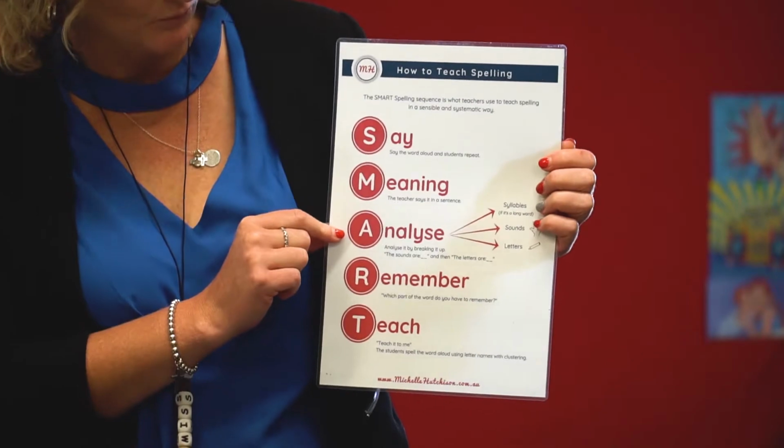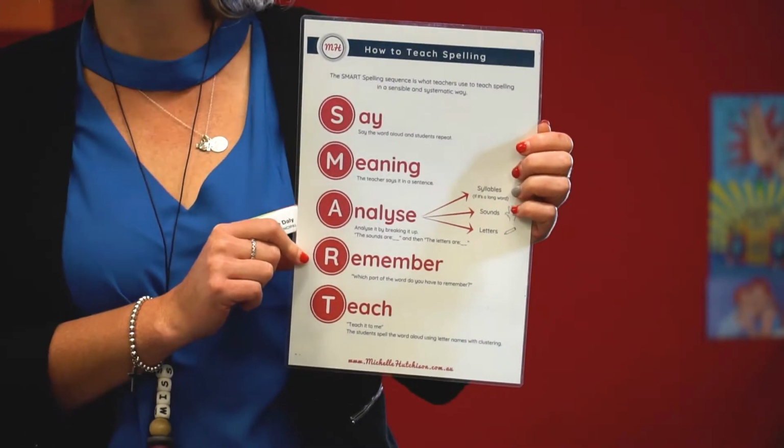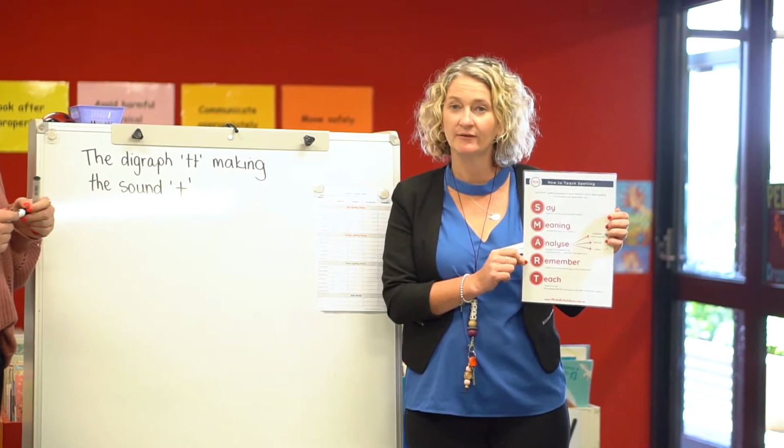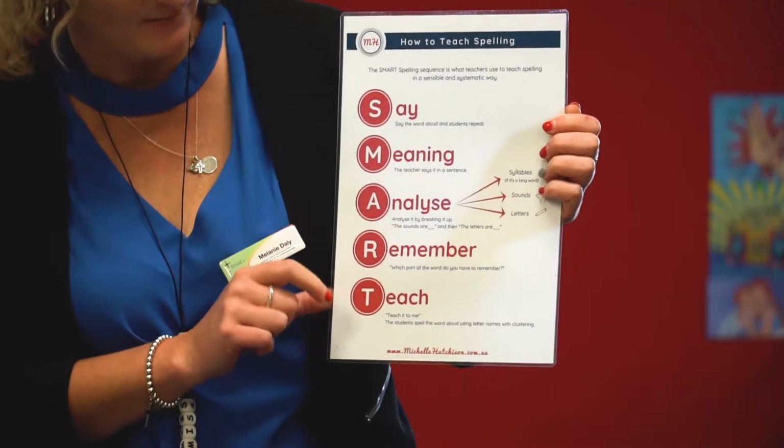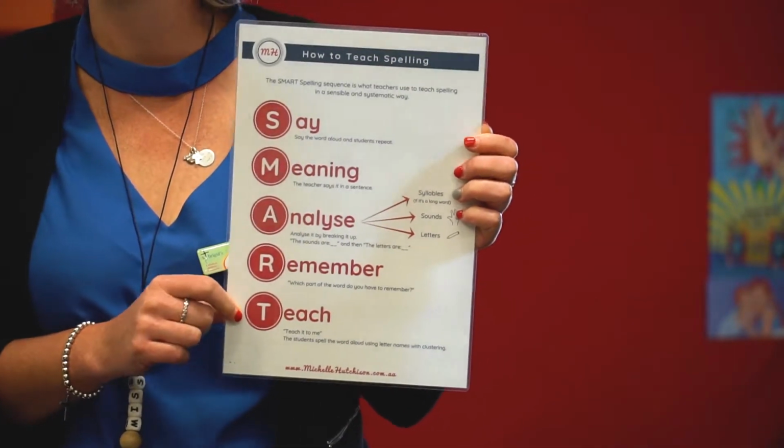A, we analyse the word. We break it up into syllables, sounds and letters. R, we remember the word. We talk about the tricky parts of the word that you might need to remember. And T for teach. We teach someone else how to spell that word.